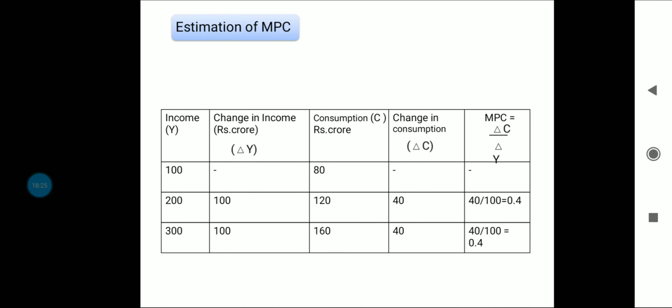Similarly, we can calculate the APC, C over Y. At the level of 100 income, the value of APC will be 0.8. At the level of 200 income, the value of APC will be 0.6, 120 divided by 200. And at the level of 300, the value of APC will be 0.533. So in this way, we calculate the values of APC and MPC.